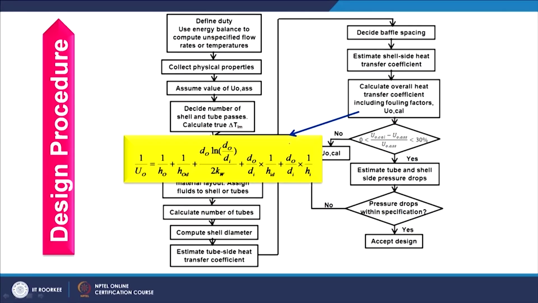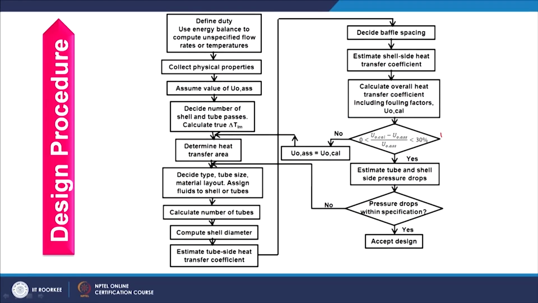So, considering the dirt factor, the inside and outside heat transfer coefficients, that is tube side and shell side, and the thermal conductivity of the material of the tube, we can consider this expression to find out the overall heat transfer coefficient. All these parameters are known to me, so I can find the coefficient. After that, the next step is to compare the overall heat transfer coefficient calculated with the assumed value which we have used over here.